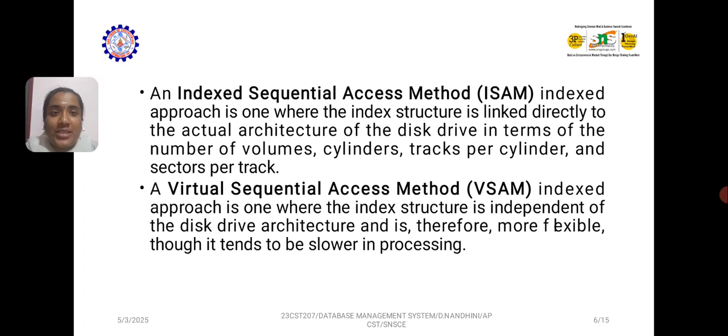Next one is a virtual sequential access method. It is an indexing approach where the index structure is independent of the disk, so there is no more flexibility, or it is very slow in processing.